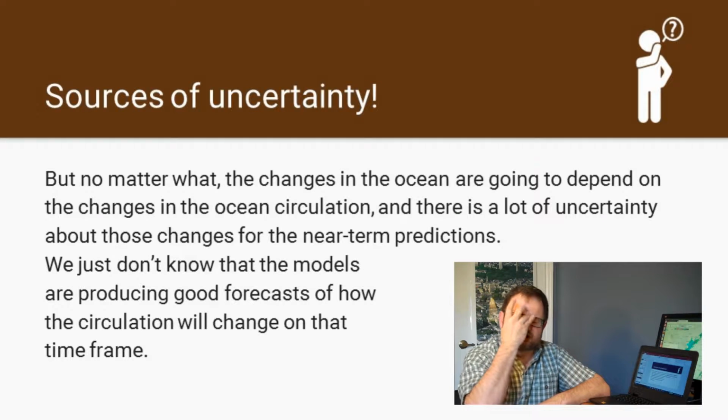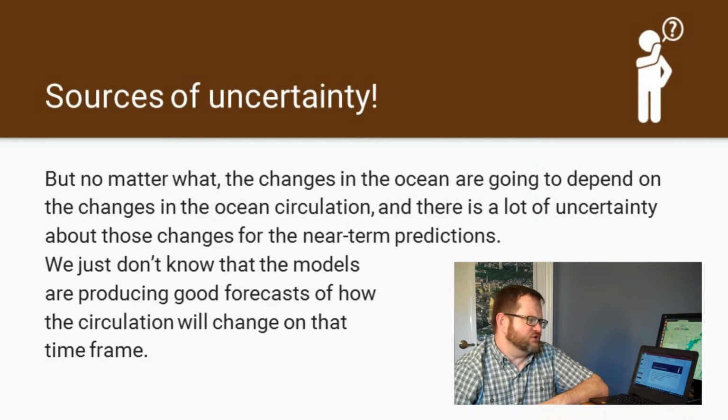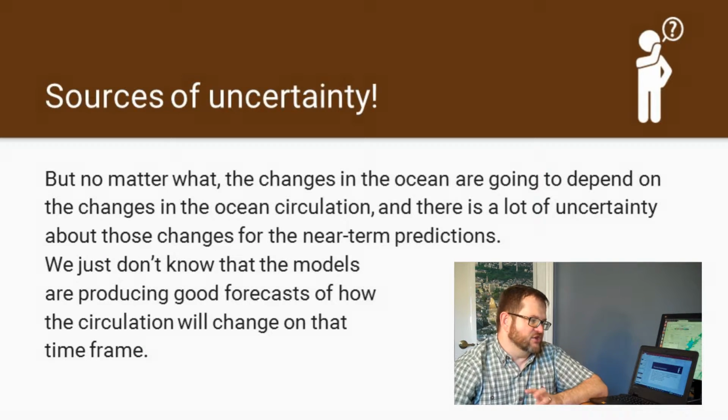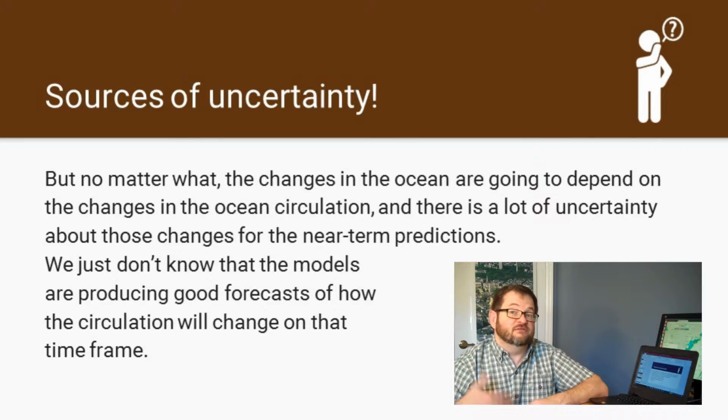But no matter what, this is actually really messy and uncertain. Because the truth of the matter is we don't actually know that we really understand how well the ocean's circulation is going to change in response to greenhouse gases. There's a lot of uncertainty about those ocean temperature changes, and especially the ocean circulation changes, even in those relatively near-term predictions. We just don't know how good these ocean models are at predicting big changes in, you may have heard the term, the Atlantic meridional overturning current, or the thermohaline current, and so on.